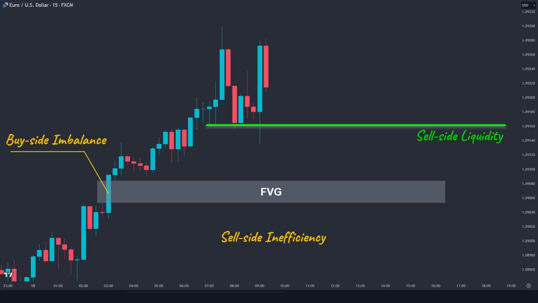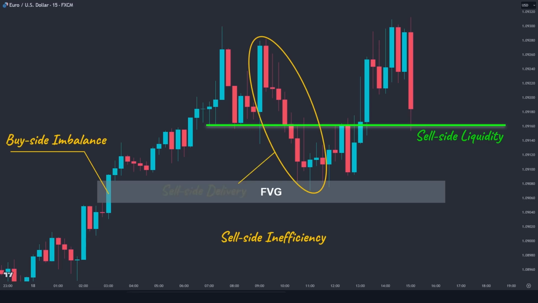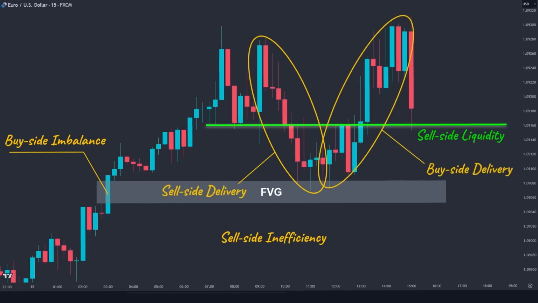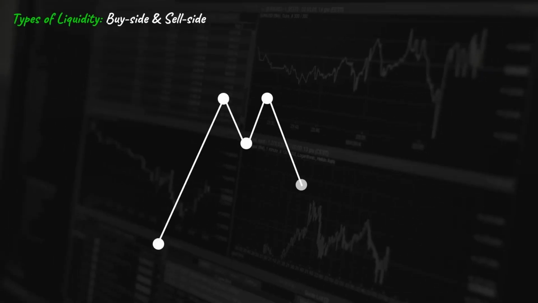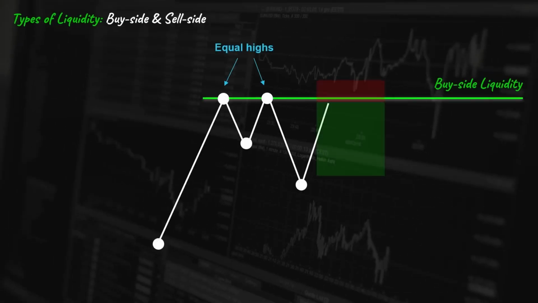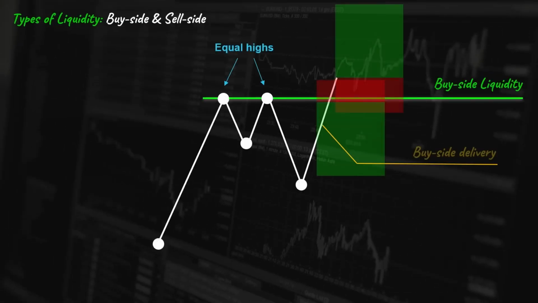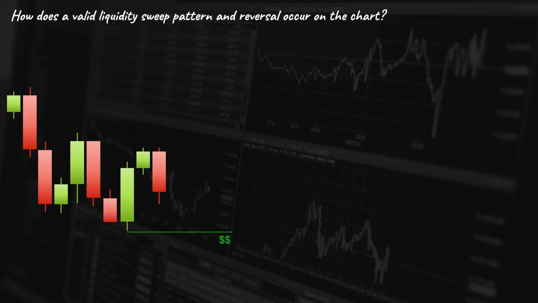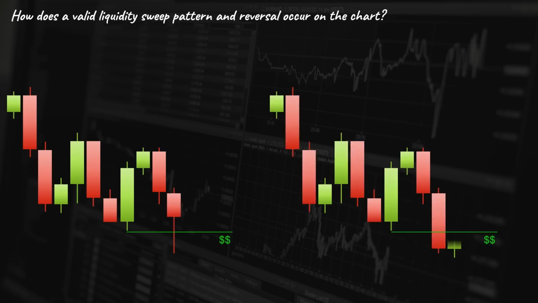Hey guys, this video is going to be an advanced tutorial about algorithmic price delivery and institutional market swings. Today, we are simplifying the market maker's buying and selling models in smart money concepts. Understanding these models will not only help you grasp how major moves happen in the market, but also assist you in being on the right side of the market.